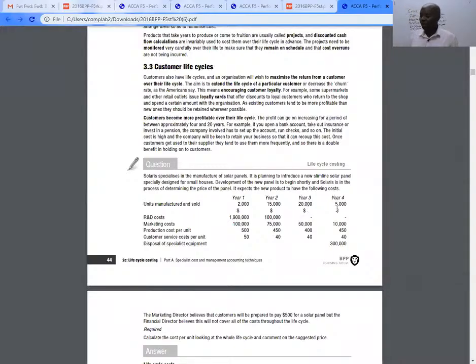Kindly give us the answer. Give us the total quantity. If you add up, what total quantity are we going to get for the 4 years? I can see 2,000, 15,000, 20,000, 5,000. Thank you very much. I can see students who have responded here very first. They're giving me 42,000.